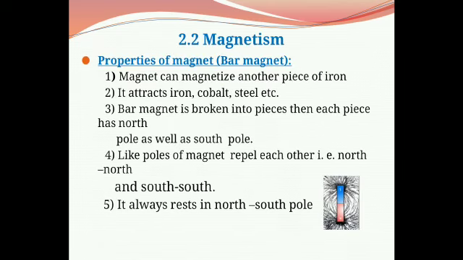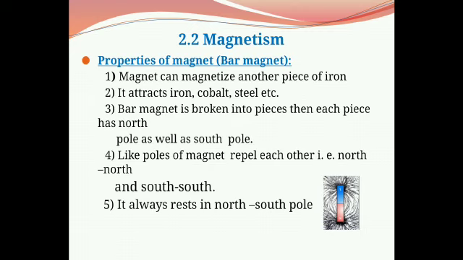Then what is a bar magnet? This bar magnet is a piece of magnet and it has two poles. First is north, second is south. And there are some properties of this bar magnet. First property is a magnet can magnetize another piece of iron. That means when this bar magnet is kept near the iron object, it magnetizes it. Second property, it attracts iron, cobalt, steel, etc.